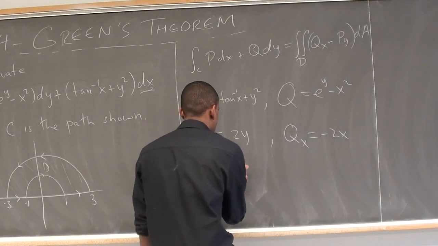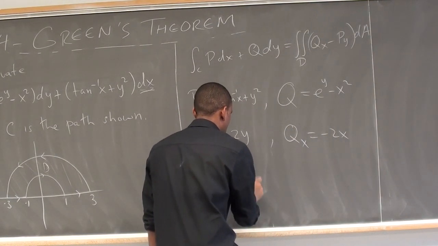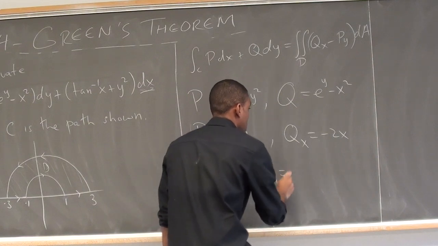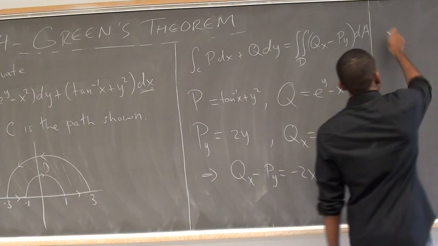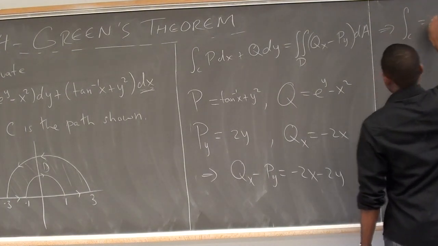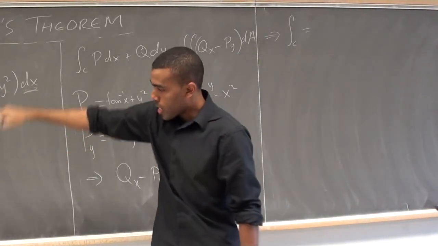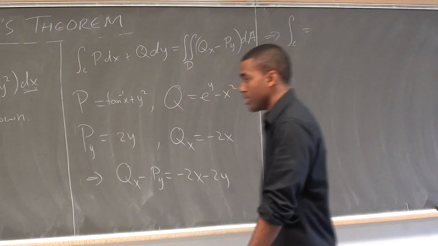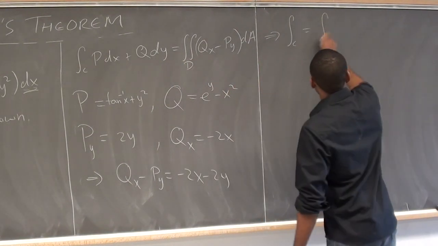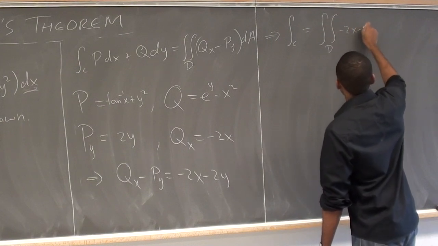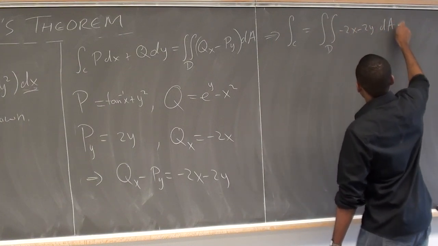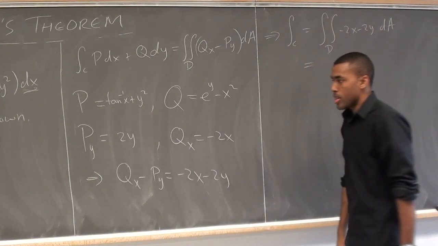This implies that Qx minus Py would be minus 2x minus 2y, right? This means that the integral on C, we check counterclockwise, so it's positively oriented. We don't have to change the sign. So this is just a double integral over D of minus 2x minus 2y dA. Okay, how are we going to set up this integral?